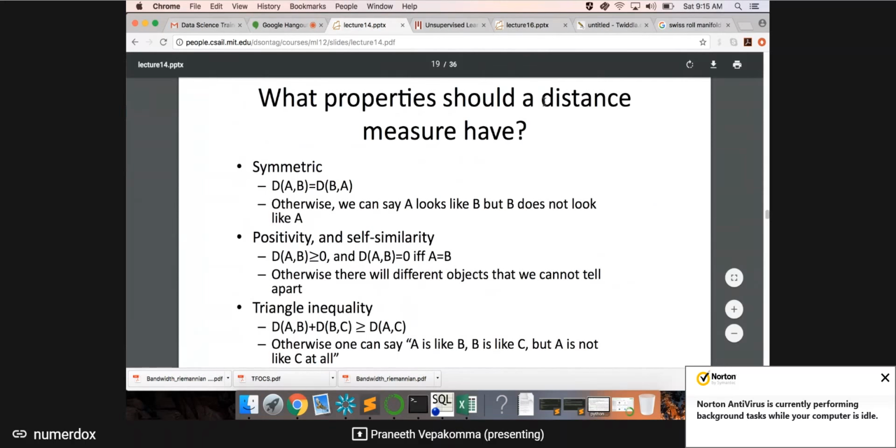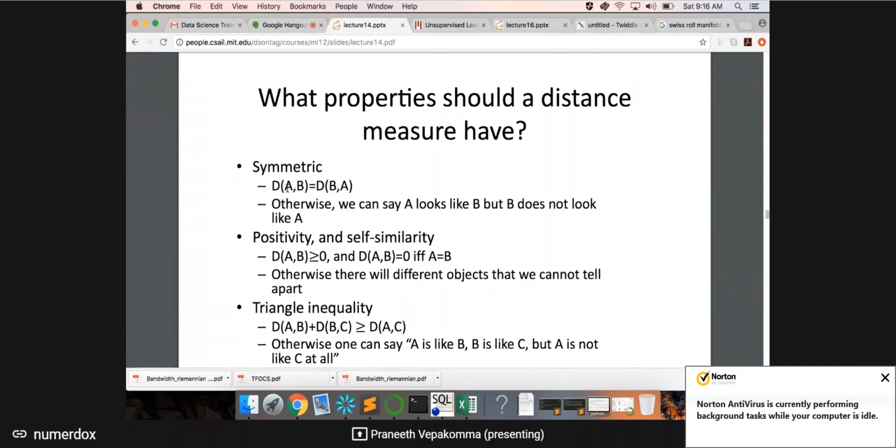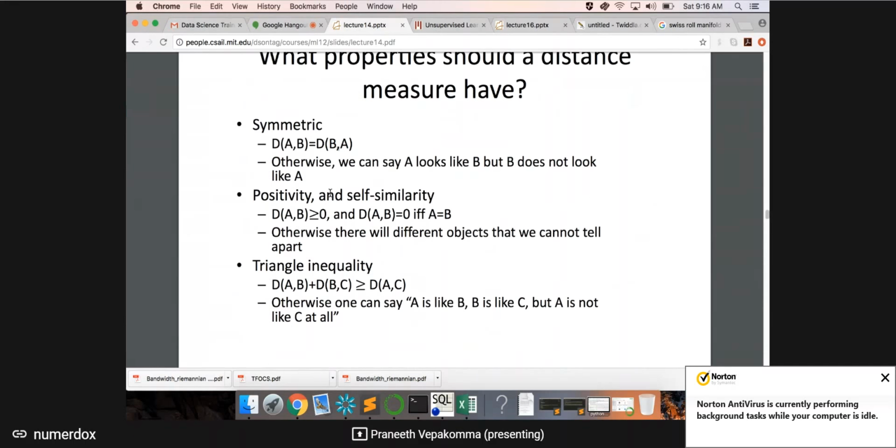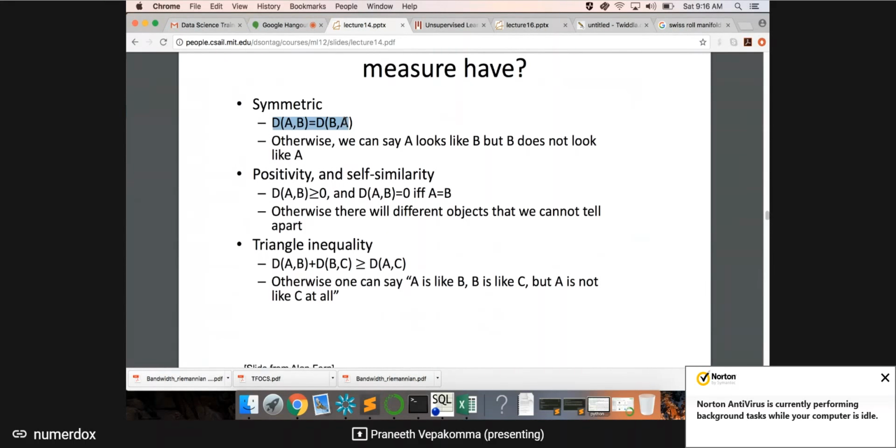You can choose other distance measures, but what are the minimum properties that any distance measure should have? It has to be symmetric, because the distance between A and B should be the same as between B and A. For example, the similarity between how my wife looks and how I look should be the same as the similarity between me and my wife. Then you can cluster a group of people based on their similar faces or whatever. Otherwise, it is going to be irrational. You're going to get stupid results otherwise.